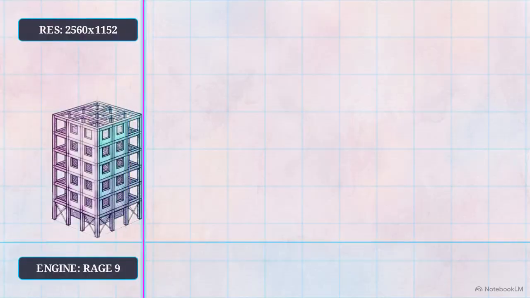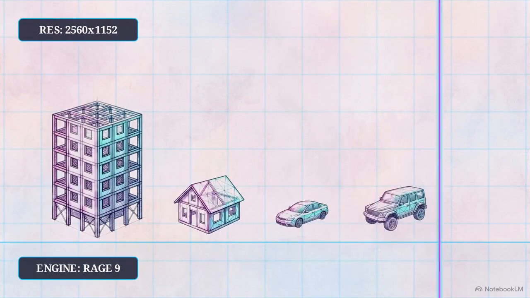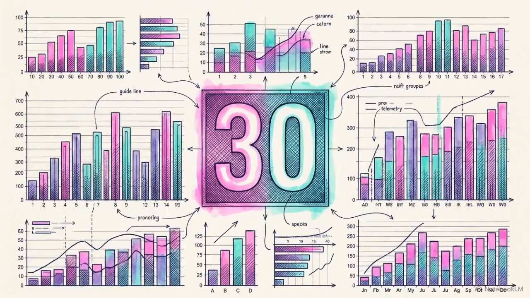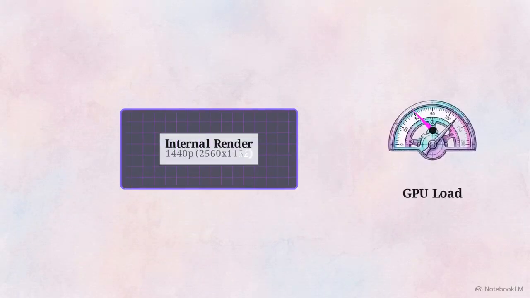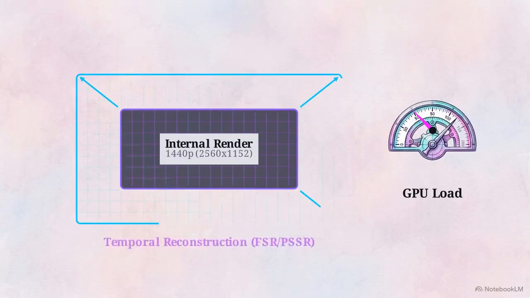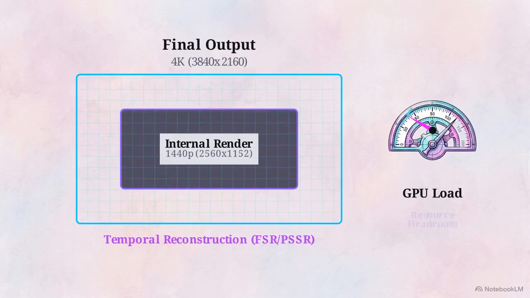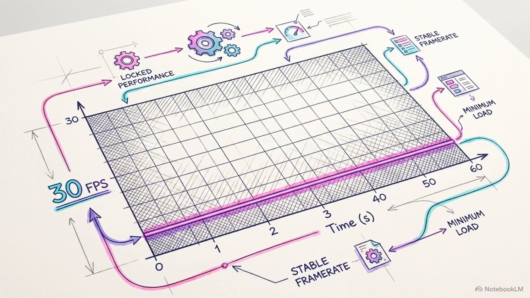Technical analysis of the official trailers establishes a clear baseline for the game's performance: a native resolution of 2560 by 1152, the use of temporal upscaling like FSR or PSSR, and a locked target of 30 frames per second. The engine renders an internal 1440p image and then uses upscaling algorithms to reconstruct the final 4K output seen on the display. Despite these resolution-saving techniques, the performance target remains rigidly set at 30 frames per second.